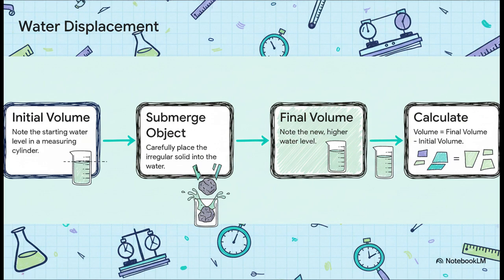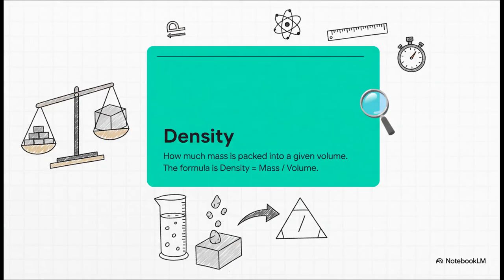Pretty cool, huh? Now, once you know an object's mass and its volume, you can figure out its density. Density is just a way of saying how much stuff is packed into a space. A bowling ball and a beach ball might be the same size, have the same volume, but the bowling ball has way more stuff packed inside. It's more dense, and you find it by just dividing the mass by the volume.